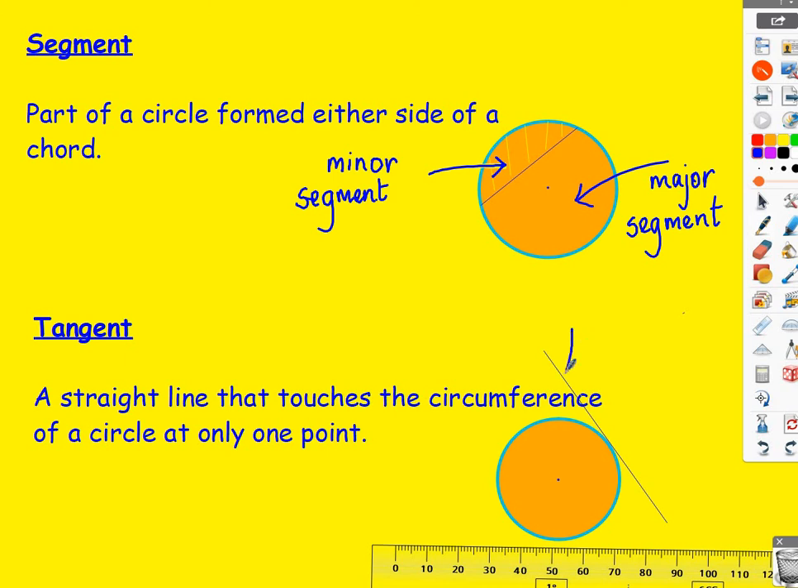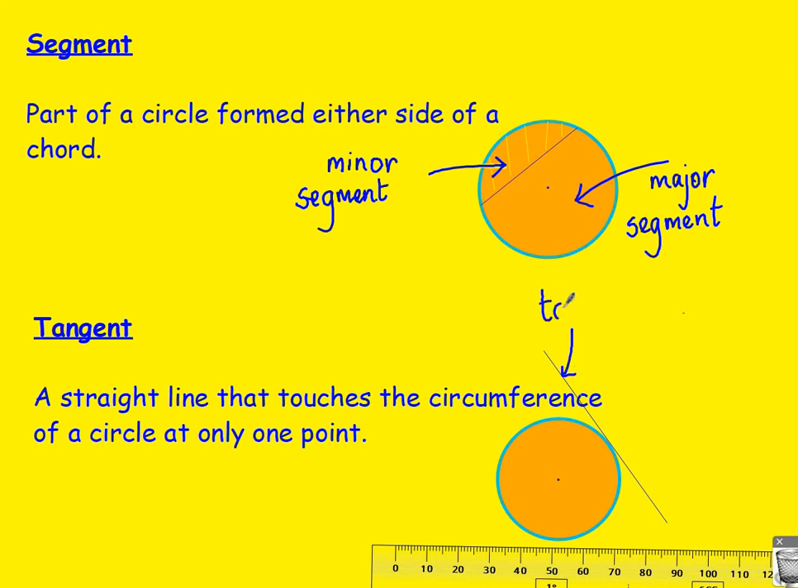So this line here is the tangent. I could have drawn the tangent in any direction at all. So any line that just touches the outside of the circle or just meets the circumference is a tangent.